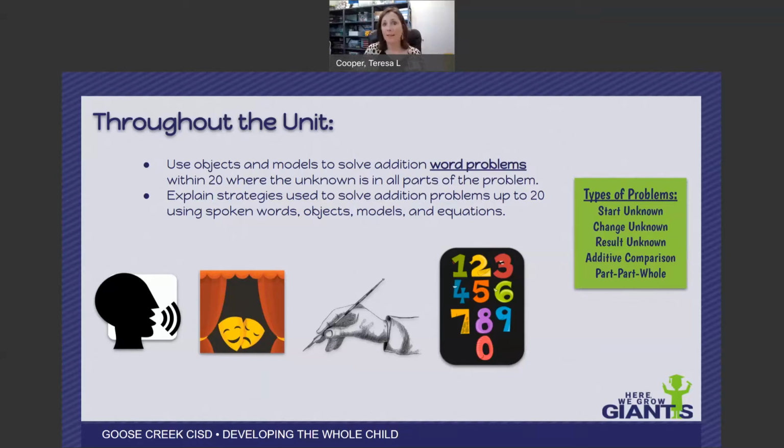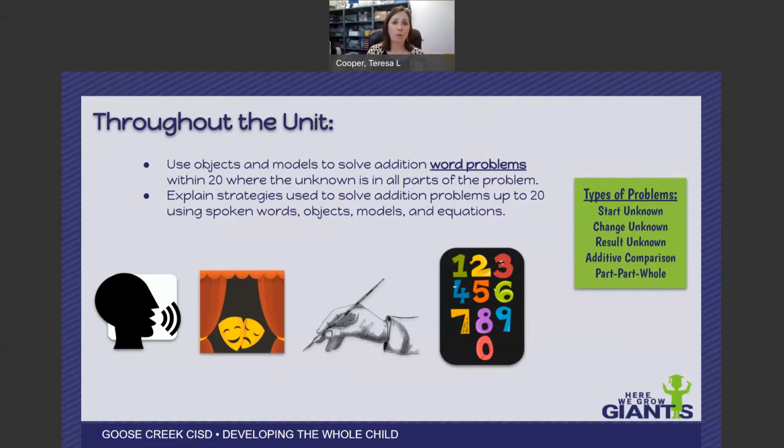Because what happens is kids are pretty sharp and they figure out, wow, every problem that my teacher's giving me is addition. So I can just use these two numbers, add them together, and get the right answer. And you think, oh, they get it. But when you change the problem up and you give them start unknown or change unknown, then you're really able to assess their understanding of what is actually going on in the problem. So that's why we want to vary the kind of word problems that we're giving to them.